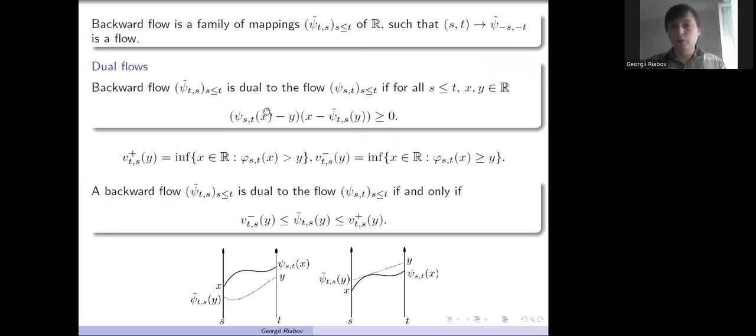Backward flow is called dual to the flow psi if we have this inequality for all s, t, x, and y. This inequality means that these two brackets cannot have different signs. It is impossible that one is positive, other is negative. It means that trajectories of the dual flow do not intersect trajectories of the flow psi.